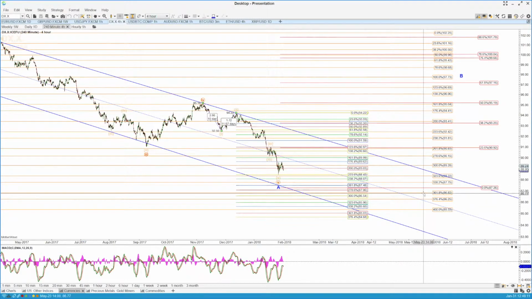So top and bottom of all of that is we're expecting a significant low in the dollar imminently, and then a sustained move to the upside on a multi-month basis.